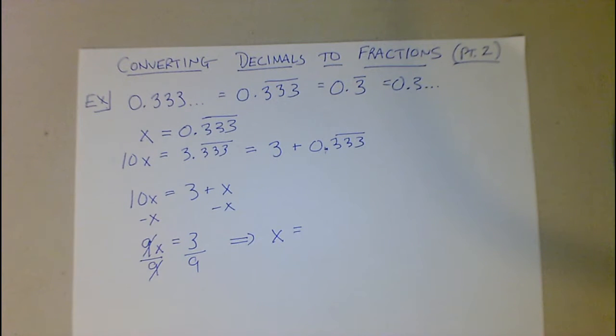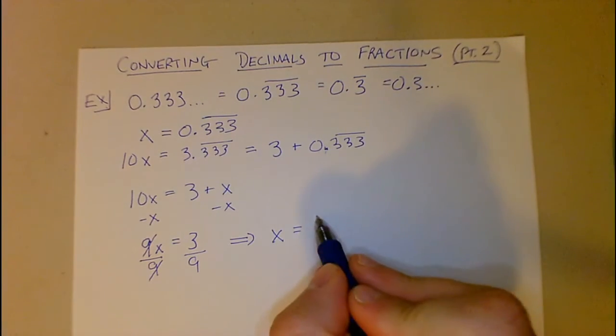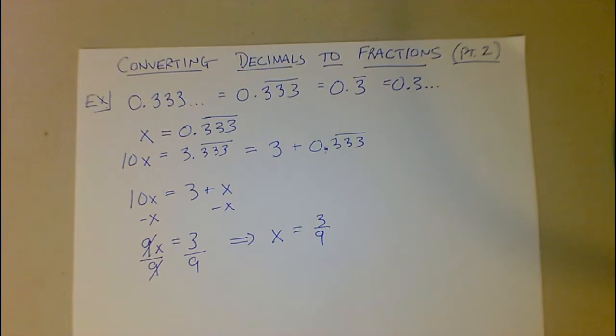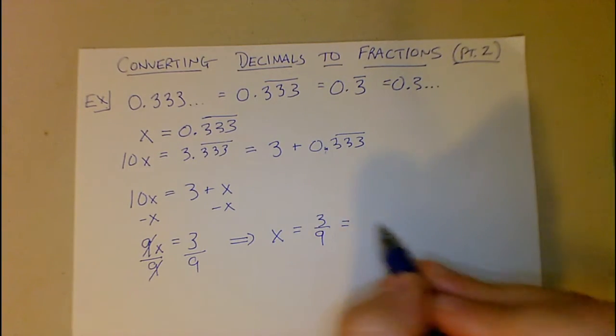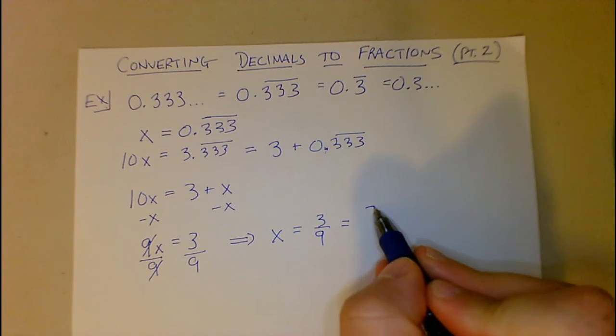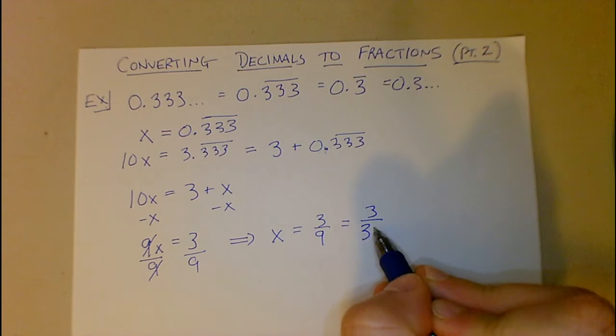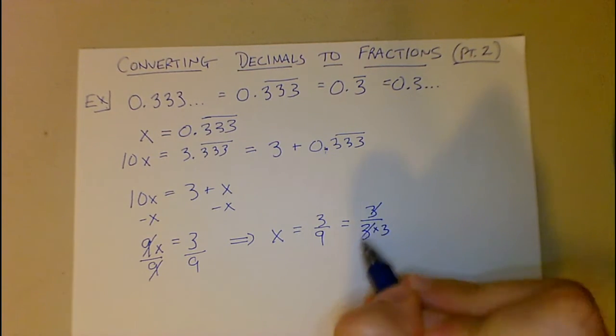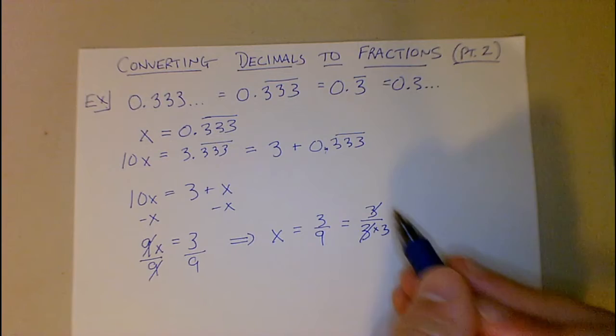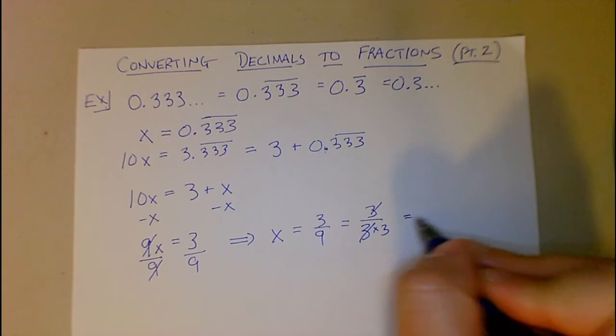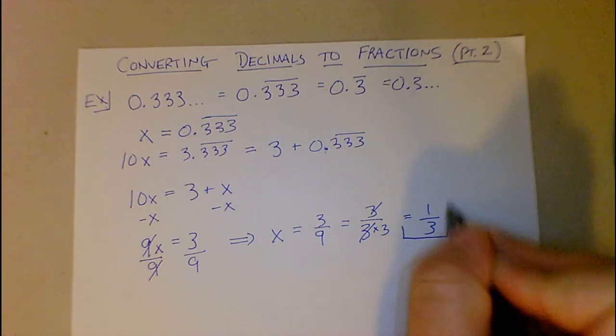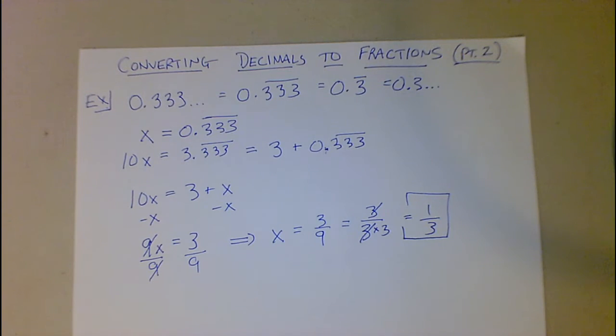Canceling fractions, simplifying fractions will be linked in the description below. And I get 3 over 9. Again, simplifying fractions is linked in the description below if you need a refresher on that. But 3 is 3, and 9 is 3 times 3, and 3 over 3 cancel. That's a 1. And so I get what we expect. As a simplified fraction, we get 1/3.